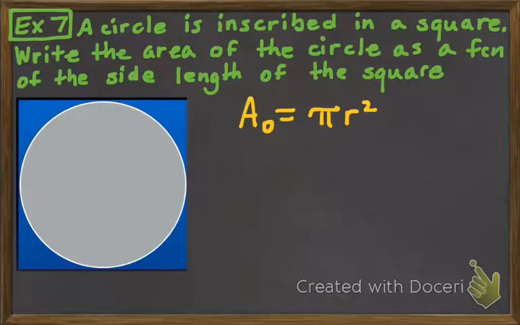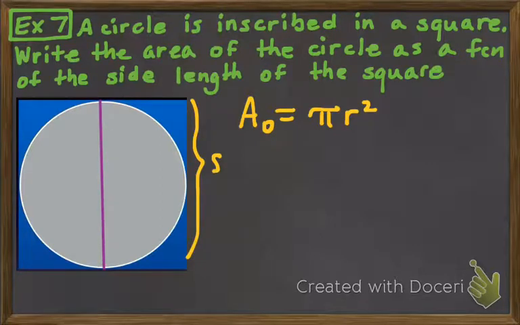Our job is to write the area of the circle as a function of the side length of the square. So the side length of the square would be s, and obviously these would all be congruent, and that corresponds, let me get my straight edge tool here, to the same thing if the circle is inscribed in the square as the diameter of the circle. So the diameter of the circle is equal to the side length of the square, which would imply that our radius is s over 2, because it would be half the diameter, which is equal to the side length of the square.